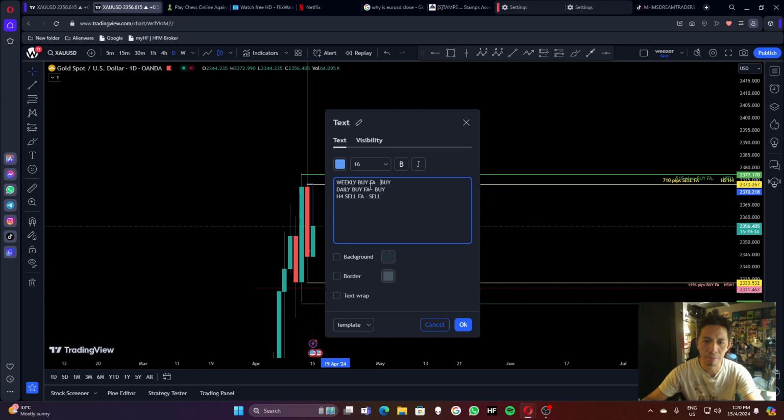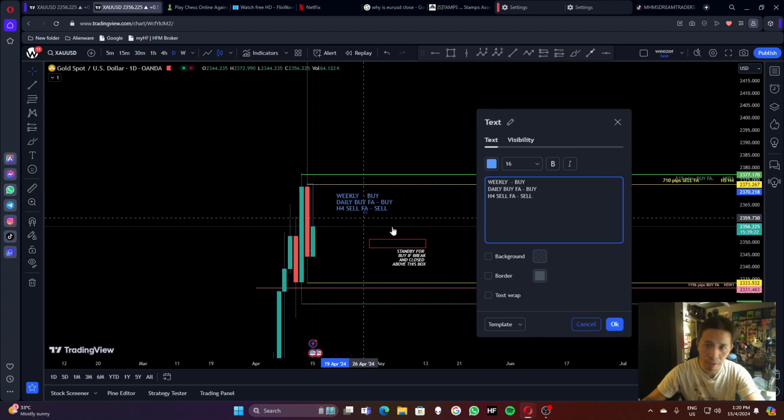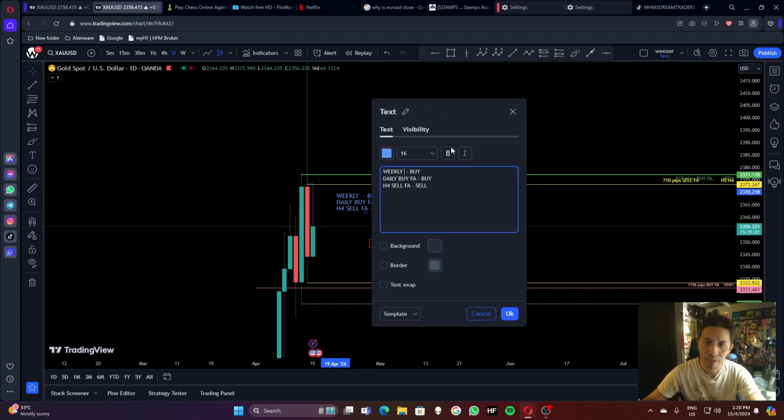Okay, it says buy FA, buy follow arah. FA, follow arah in Bahasa, means to follow the direction, and then I used to write the word buy there because it uses the word buy based on a green candle and sell on a red candle. I'm going to change the buy to bullish instead.